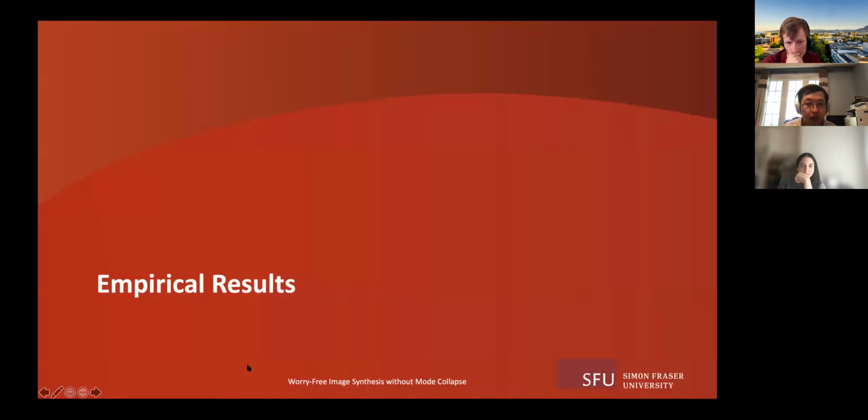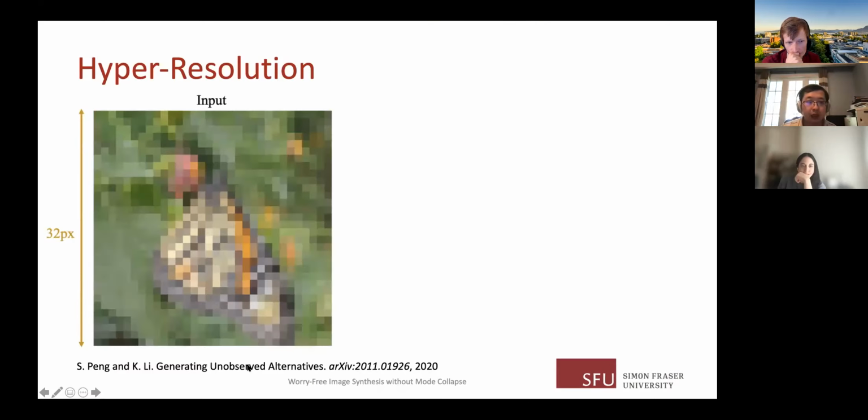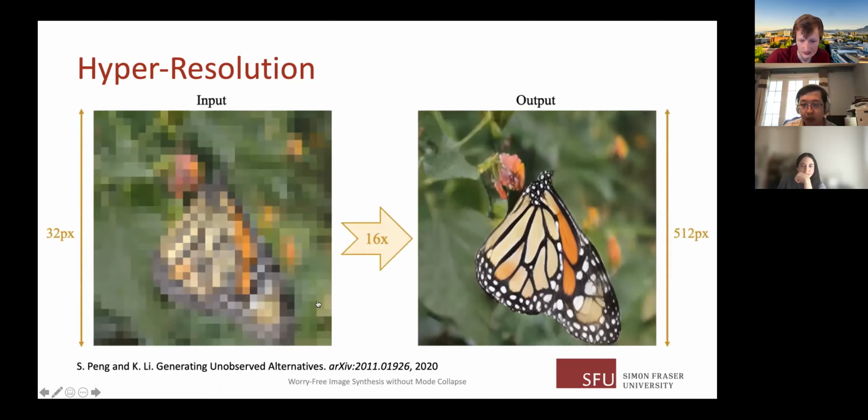Okay, let me show you some empirical results. We have a few different tasks here. One is hyper resolution, which is what we call 16 times super resolution. We're expanding the width and height by a factor of 16. This is the input, and after we upsample it by a factor of 16, this is what we get out.